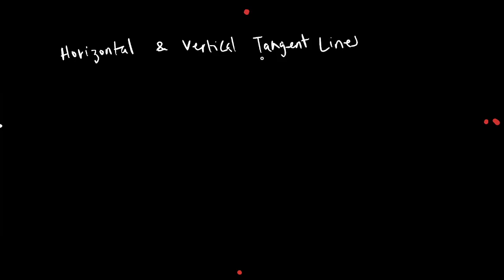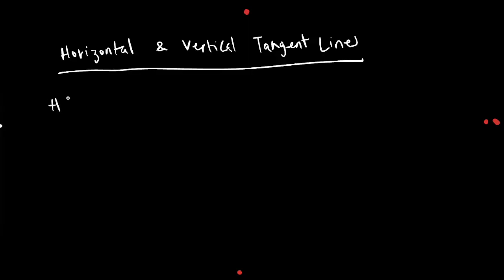So just as a quick recap, when we're looking at horizontal and vertical tangent lines, let's see what we're dealing with here. So let's draw that line a bit straighter. But basically, with horizontal and vertical tangent lines, a horizontal tangent line exists when the slope is 0.